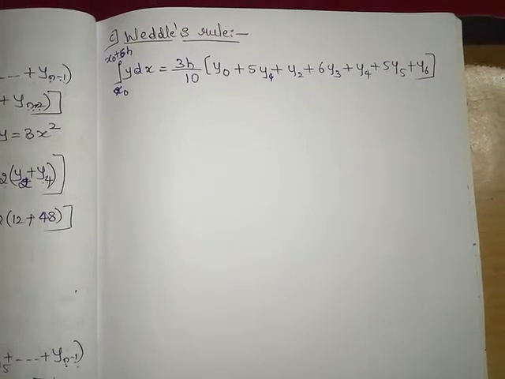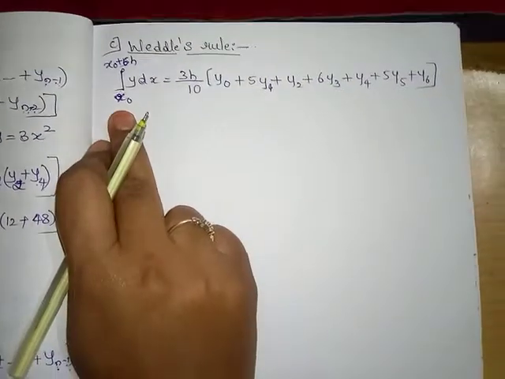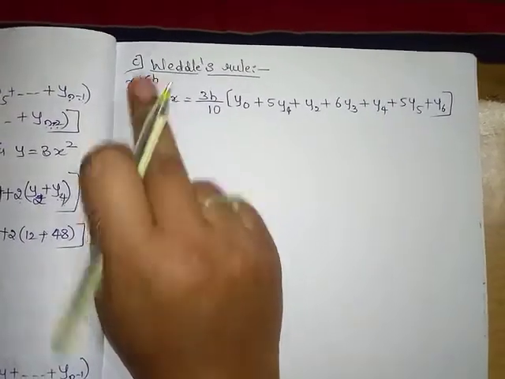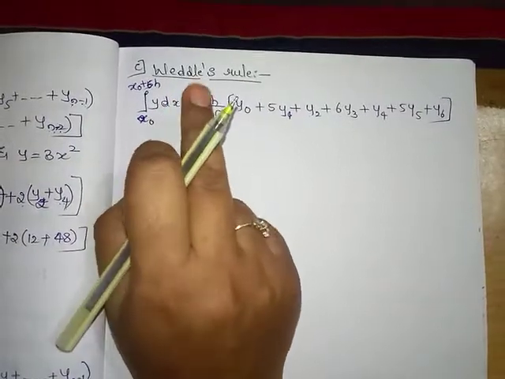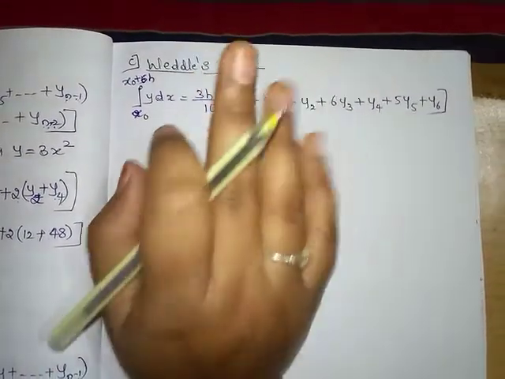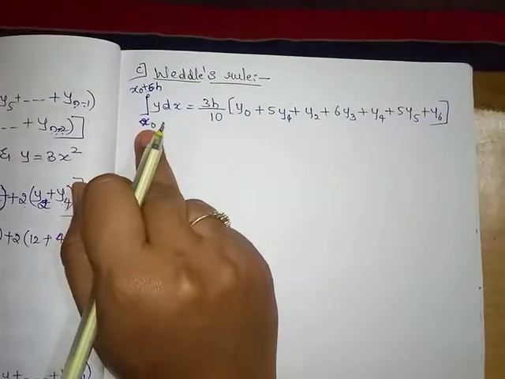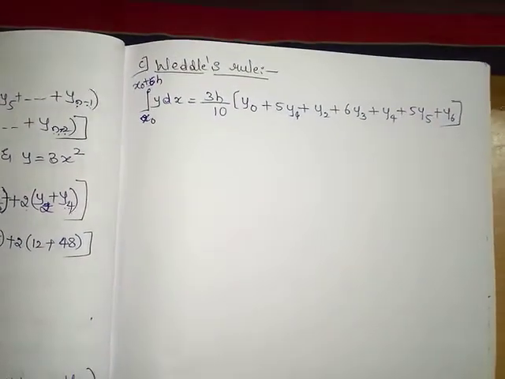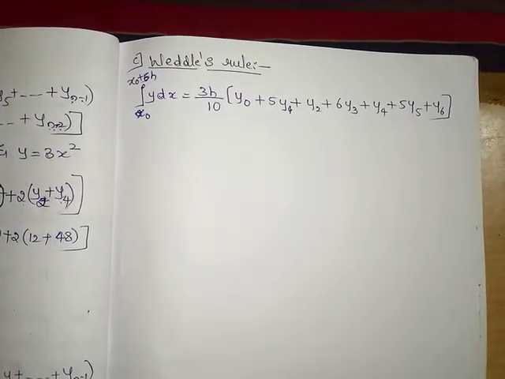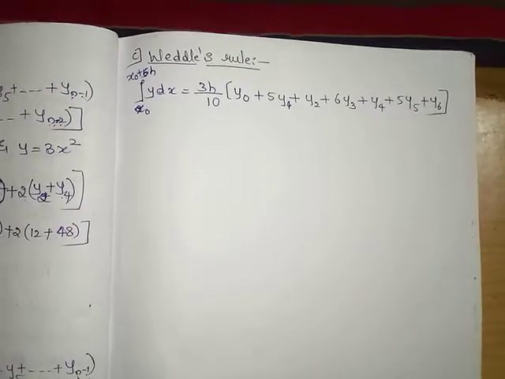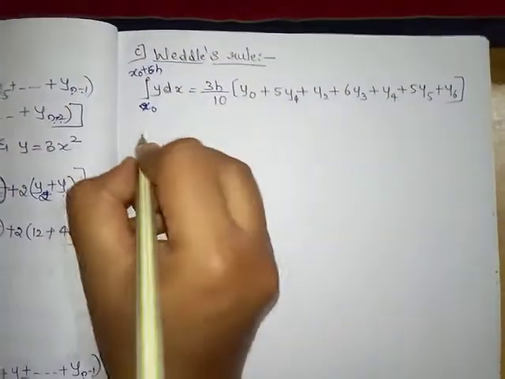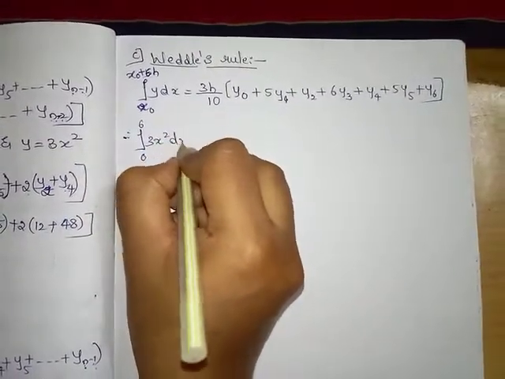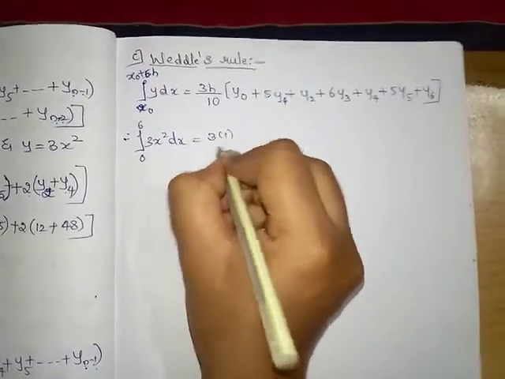Weddle's rule. Integration from x0 to x0 plus 6h. Why? Because the condition is that we have to use Weddle's rule only when n is equal to 6. That means x0 is 0, this is 6. The integral of y dx is equal to 6h divided by 10 times y0 plus 5y1 plus y2 plus 6y3 plus y4 plus 5y5 plus y6.